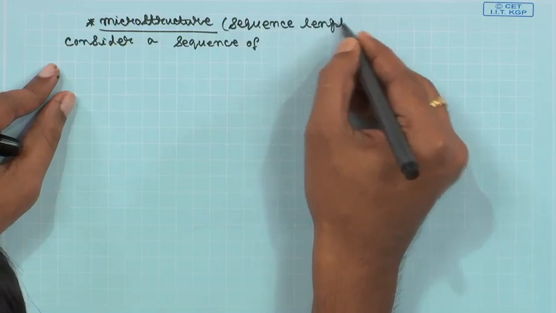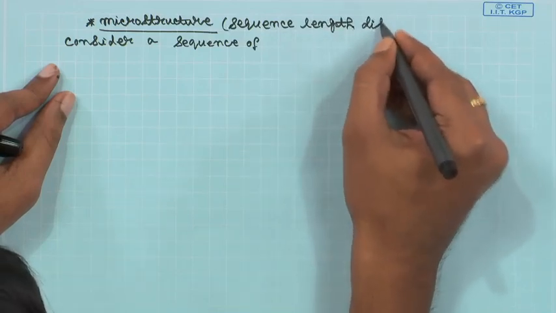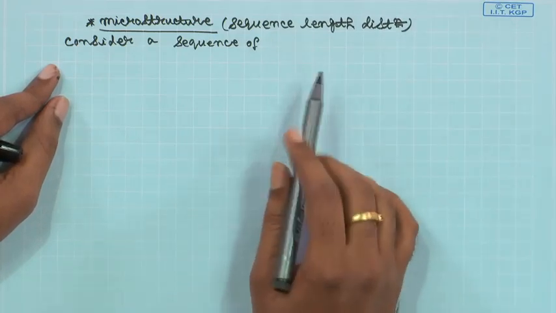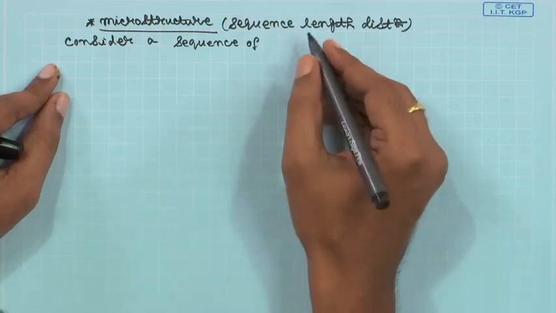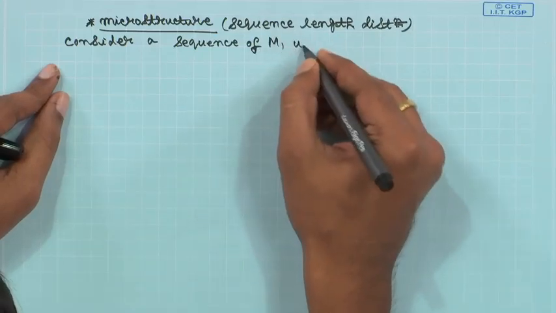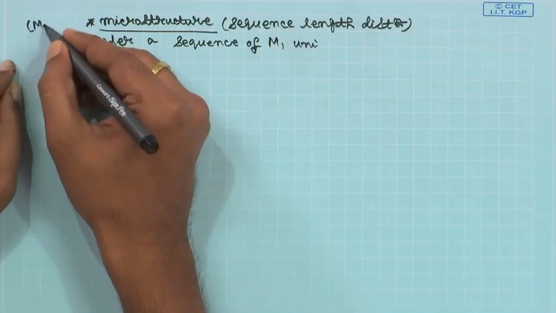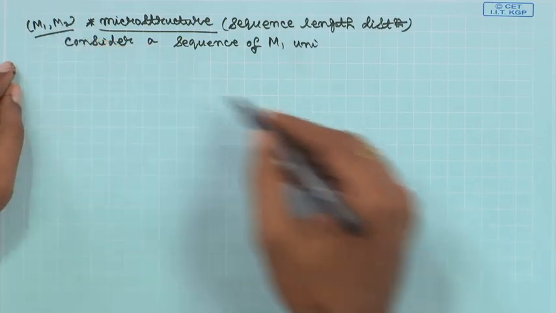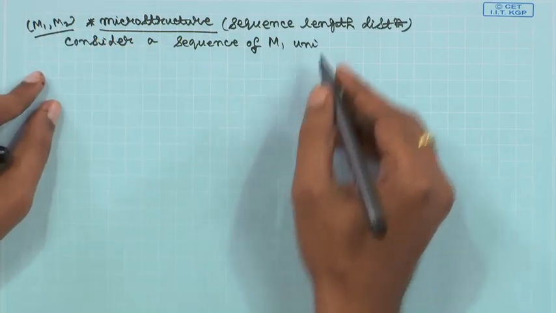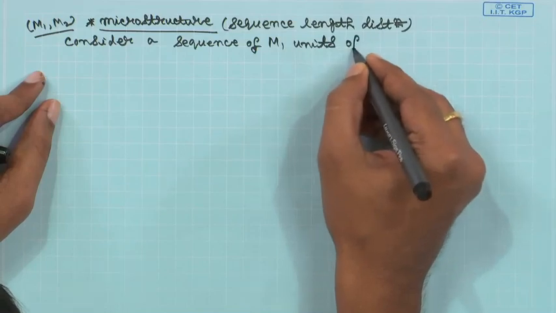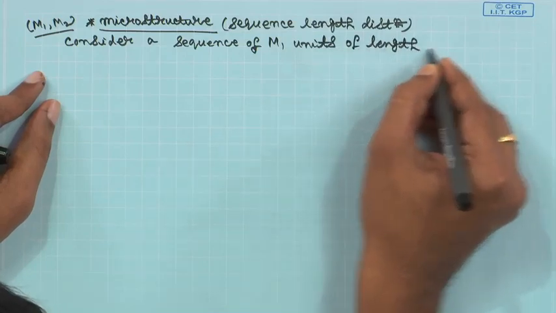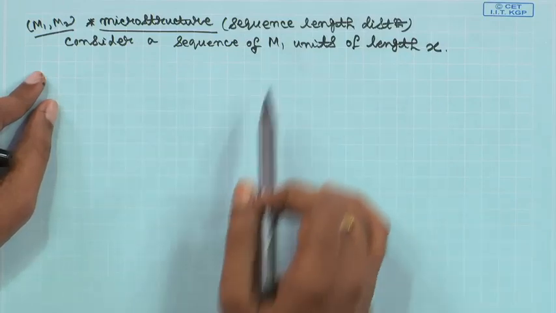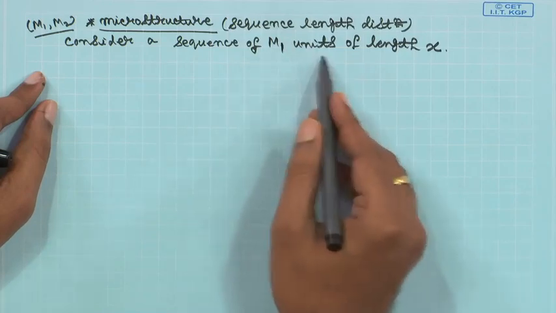I have already talked about these things and I am writing it down again, because that also gives you a little bit more time to think and probably bolster the concept. So, consider a sequence of M1 units. We are always talking about monomer system M1 and M2 that are coming together into the copolymerization. M1 is monomer 1, M2 is monomer 2. So, consider a sequence of M1 units of length x. So, what is the probability that you will have a sequence of M1 units of length x?